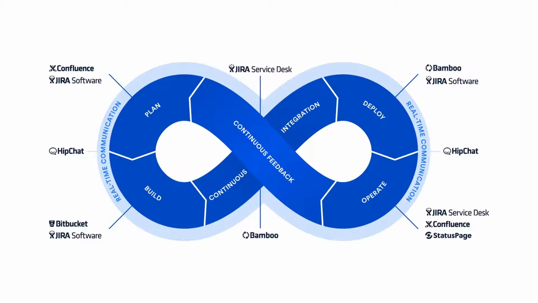In this diagram here of the infinity loop, we at Atlassian consider DevOps as a complete software development lifecycle. Each phase flows into the other, breaking through silos and informing key stakeholders along the way. Now let's understand each of these phases.